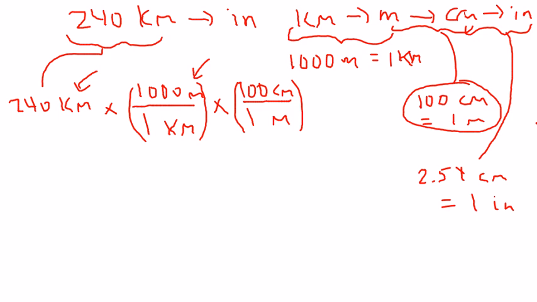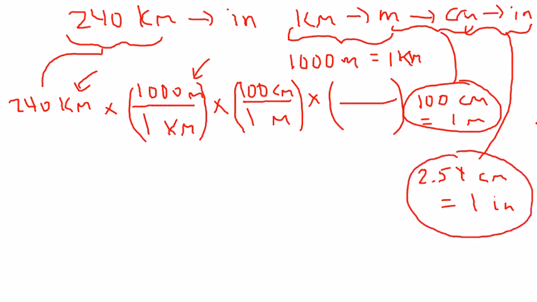Then I'm going to do the last conversion, which is going to involve the fact that there's 2.54 centimeters in 1 inch. So again, since I have centimeters right here in the numerator, I know I'm going to want to put centimeters in the denominator. So I'm going to put in 2.54 centimeters. And then in the numerator, I'm going to enter in 1 inch, because 1 inch is equal to 2.54 centimeters.